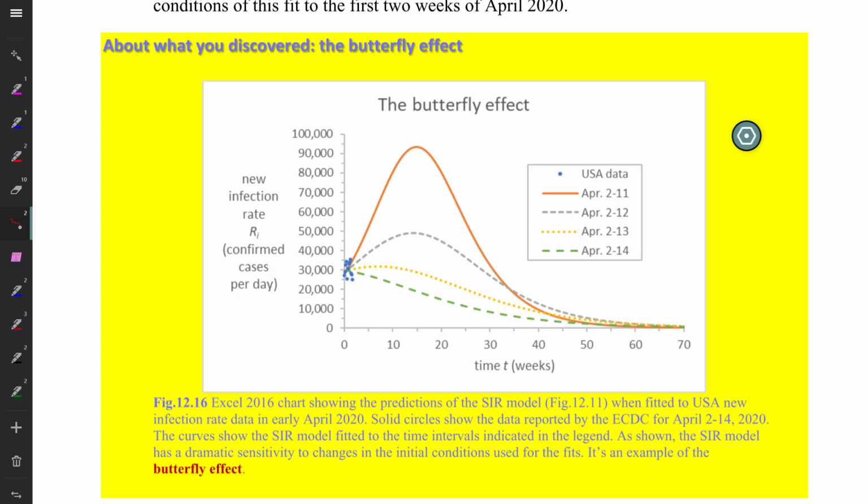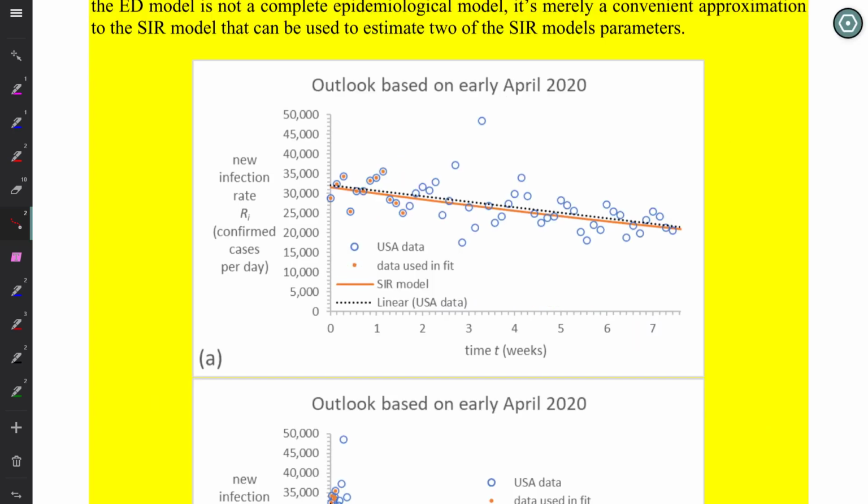Another feature of the SIR model is that it can show extreme sensitivity to initial conditions. This graph shows what happens if we adjust the fitted data by just one day at a time. It produces a series of 4 graphs that show quite a dramatic change in qualitative behavior. There's also an exercise where students fit data to the first 2 weeks of April and show that it successfully predicts what happens all the way to Memorial Day.